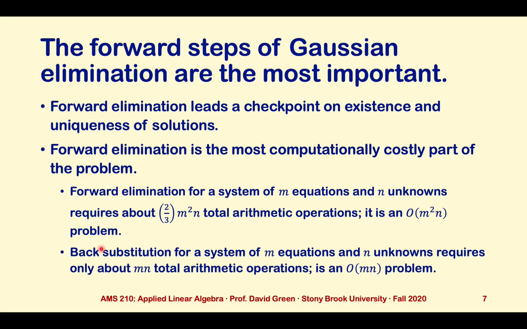If we think about the part of Gaussian elimination that is in some sense most important for consideration of these ideas, in a lot of ways it's the forward steps that are most central. It's forward elimination that leads to a checkpoint on the existence and uniqueness of solutions. By the end of Gaussian elimination, when we've found an echelon form, we know whether a solution will exist by looking, at least if we're working in an augmented matrix, at the last column of the augmented matrix.